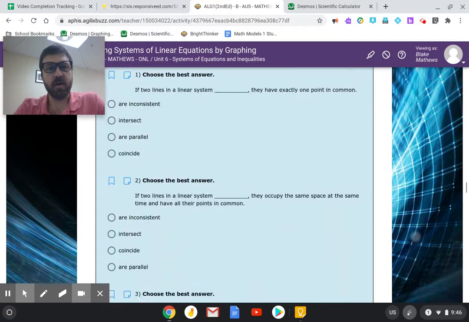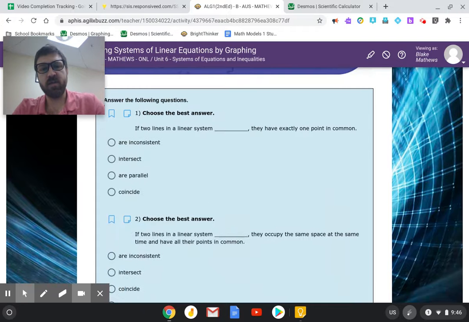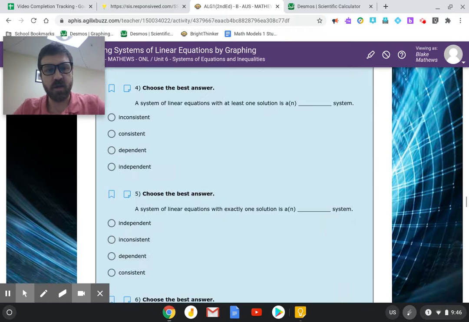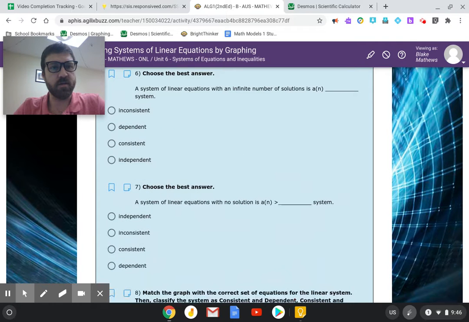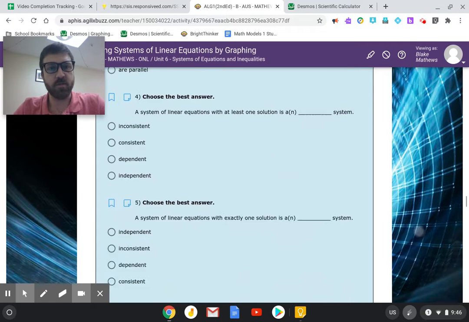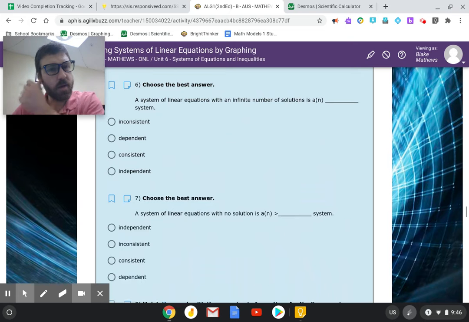So we got some vocab here at the top. Two lines in a linear system, blank, they have exactly one point in common. That means that they intersect. And you just need to use the terms at the top to answer the questions you have here for number 1, 2, 3, 4, 5. So you got a bunch of vocab. I think there are exactly 7 vocabulary questions, so those should be pretty easy for you to get. So just use the bold-faced words at the top for those.